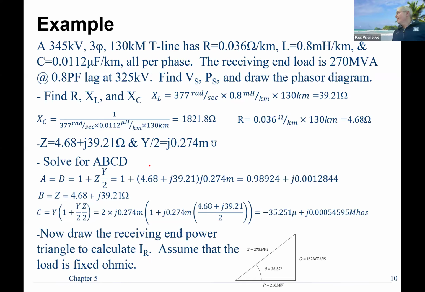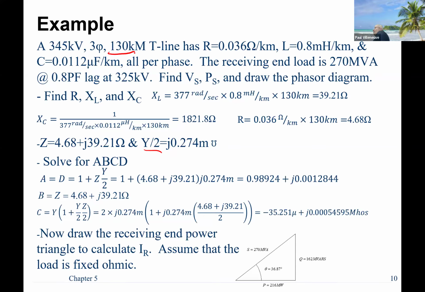So now I'm going to solve for my ABCD parameters with the fact that this meets the criteria for a medium length line. So A and D are the same. It's 1 plus ZY/2. And I end up with 0.98924 plus j, that small number there. My B is equal to Z, so that's pretty simple. And my last term that I'm going to calculate is my C, which you can see is a pretty small number.